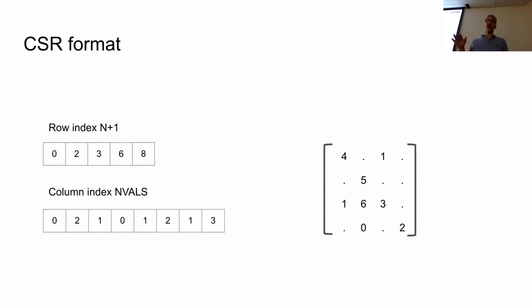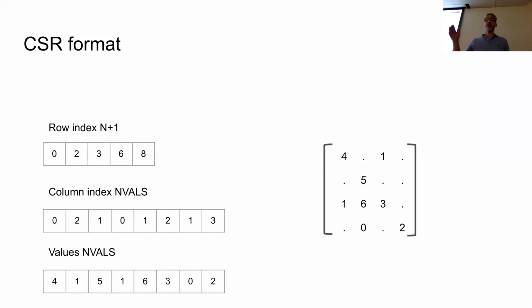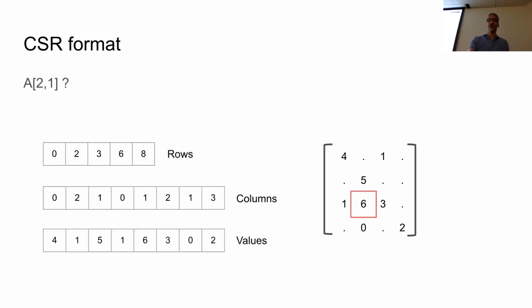So this is the second array. I call it the column array. I'm not sure if that's the official name of it. It has nvals entries, so the number of entries in that array is the same as the number of active entries in the matrix. And this one captures the active column IDs. And lastly, another array, which we refer to as the values array, also has nvals entries in it. So for example, if someone uses the CSR format and asks what is the value at position 2, 1, the process is to first go into position 2 in the row array.